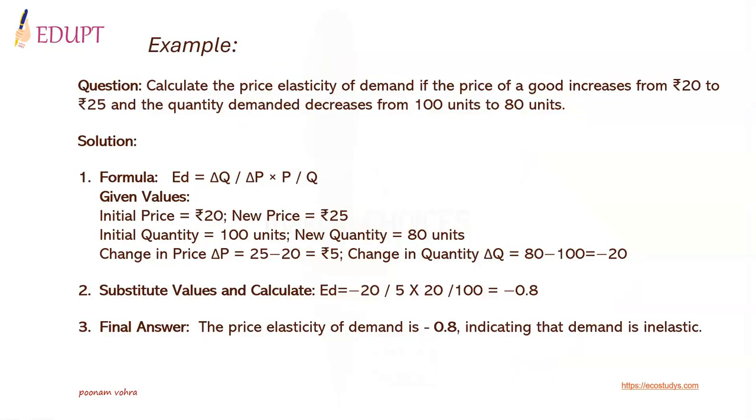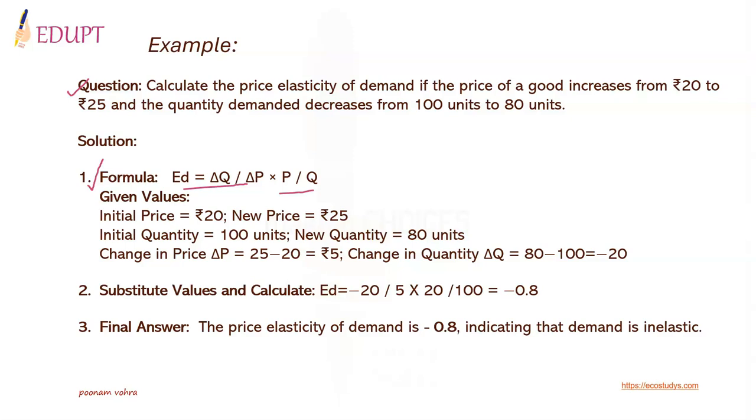Have a look at the example. The question is: calculate price elasticity of demand if the price of a good increases from rupees 20 to rupees 25 and the quantity demanded decreases from 100 units to 80 units. The first and foremost thing is to write the formula. That is, elasticity of demand is equal to delta Q by delta P into P by Q.